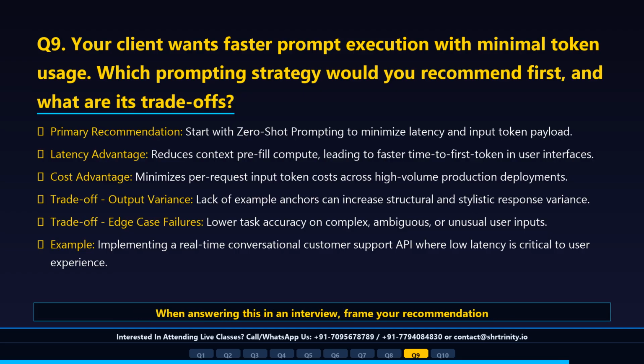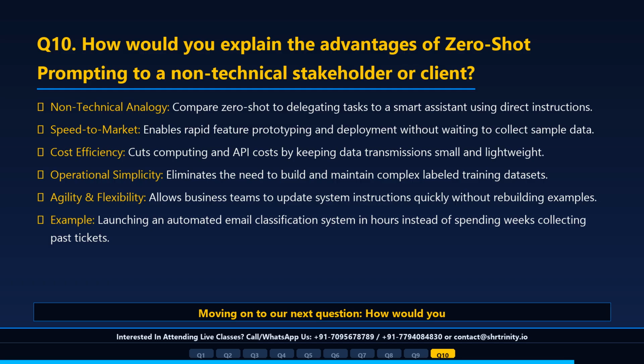When answering this in an interview, frame your recommendation around balancing the production triad: cost, speed, and output accuracy. Moving on to our next question, how would you explain the advantages of zero-shot prompting to a non-technical stakeholder or client? When communicating with non-technical stakeholders, I avoid technical jargon like vector spaces or in-context learning and instead rely on intuitive business analogies. I explain that zero-shot prompting is like hiring a highly trained executive assistant.